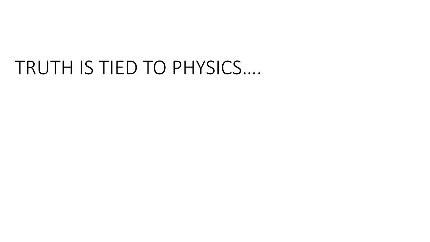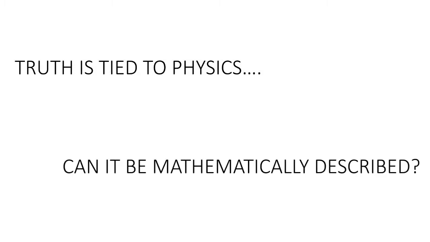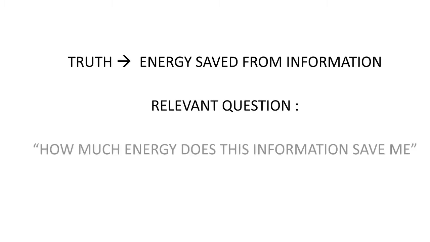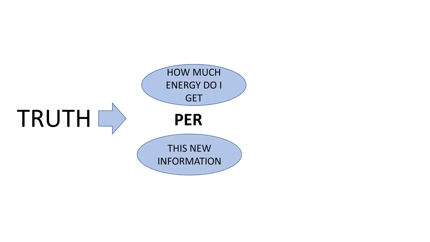Truth is tied to physics. So can it be mathematically described? Consider this. Truth is energy saved from information. So the relevant question is, if you're asking a question about truth that's in your best interest, you want to know how much energy does this information save me? Truth can be considered how much energy do I get per this new information. That's what's important about truth.